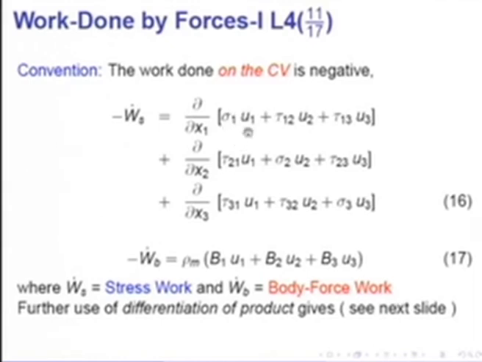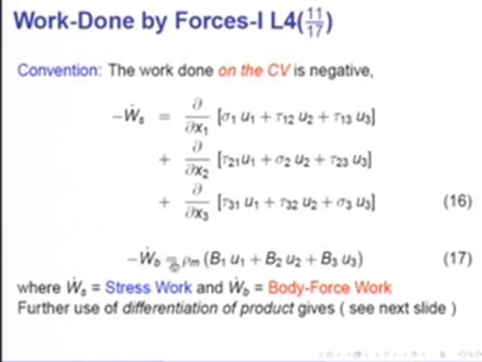Stress is force per unit area, and multiplied by velocity it gives you the work done. d by dx1 of that gives you the net work done. So, sigma 1, which acts in the direction 1, multiplied by u1, plus tau 12 into u2, is the net shear work in x direction, and so on and so forth. So, you will get shear stress multiplied by the associated velocity in the two directions, and the net work done by stresses, W dot S, would be given as that.